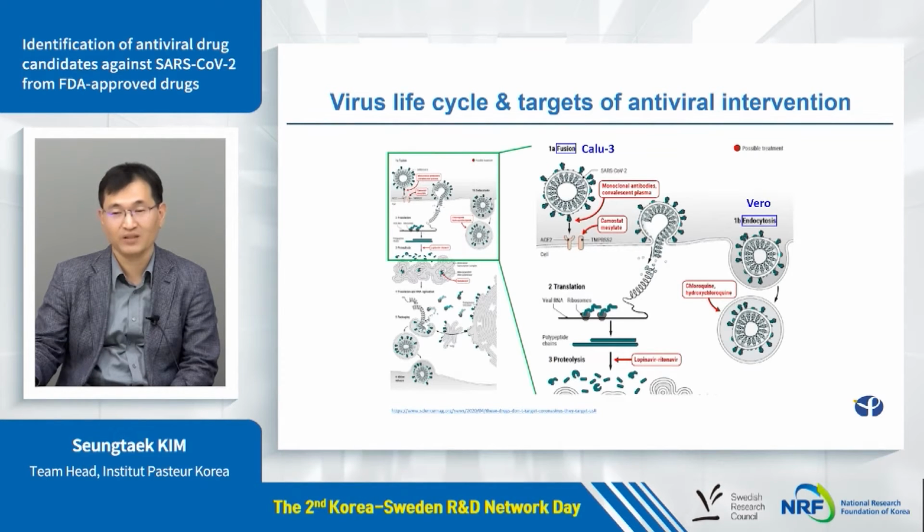Therefore, in Calu-3, the TMPRSS2 inhibitors, such as nafamostat and camostat, are effective. But in Vero cells, chloroquine and hydroxychloroquine are effective because these drugs inhibit endosomal acidification, which is necessary for fusion to occur.